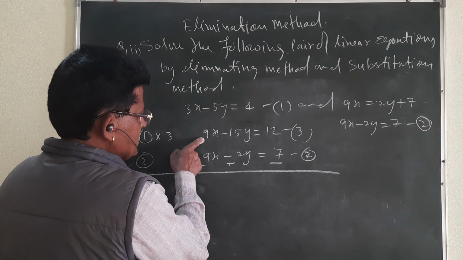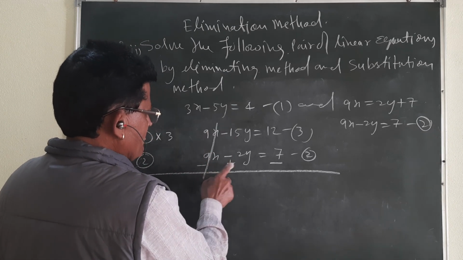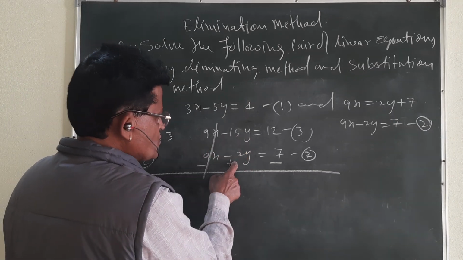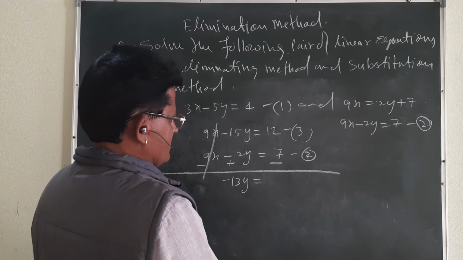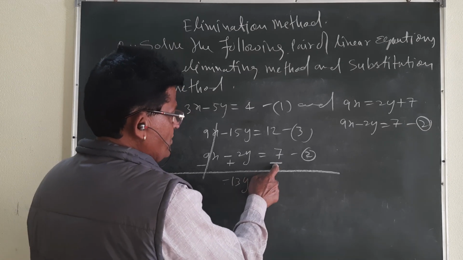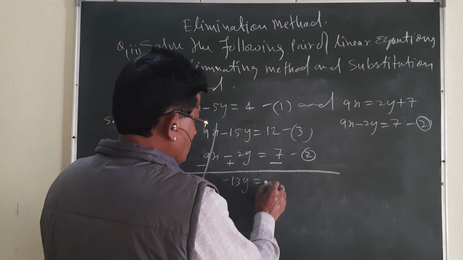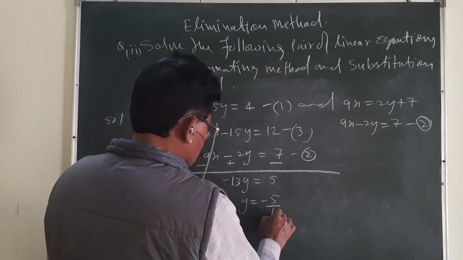You see, it is positive, it is negative. 9x minus 9x is 0. This is positive and this is negative: minus 15y and plus 2y, that will be minus 13y. Okay, you see here, very important thing: 12 minus 7, that will be 5. And y will be equal to minus 5 upon 13.